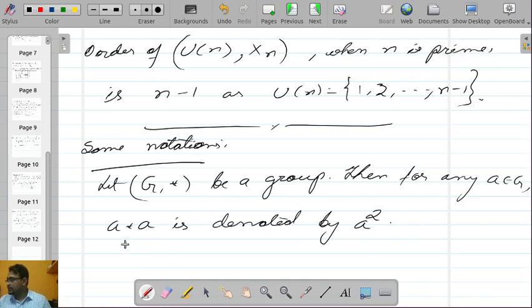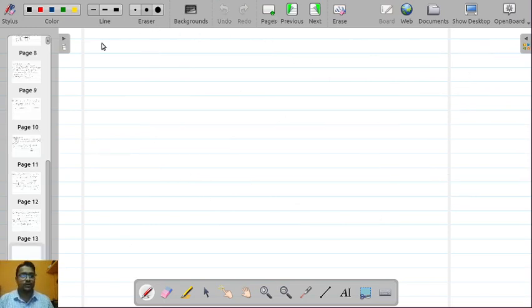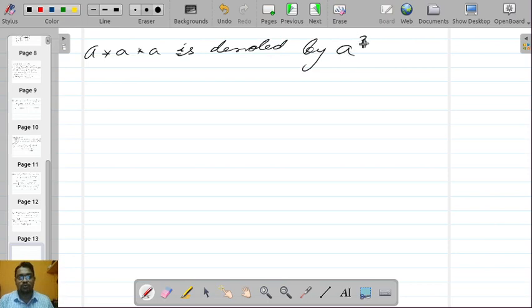Similarly, a * a * a is denoted by a cube. For the multiplicative operation, this notation is called the multiplicative notation.